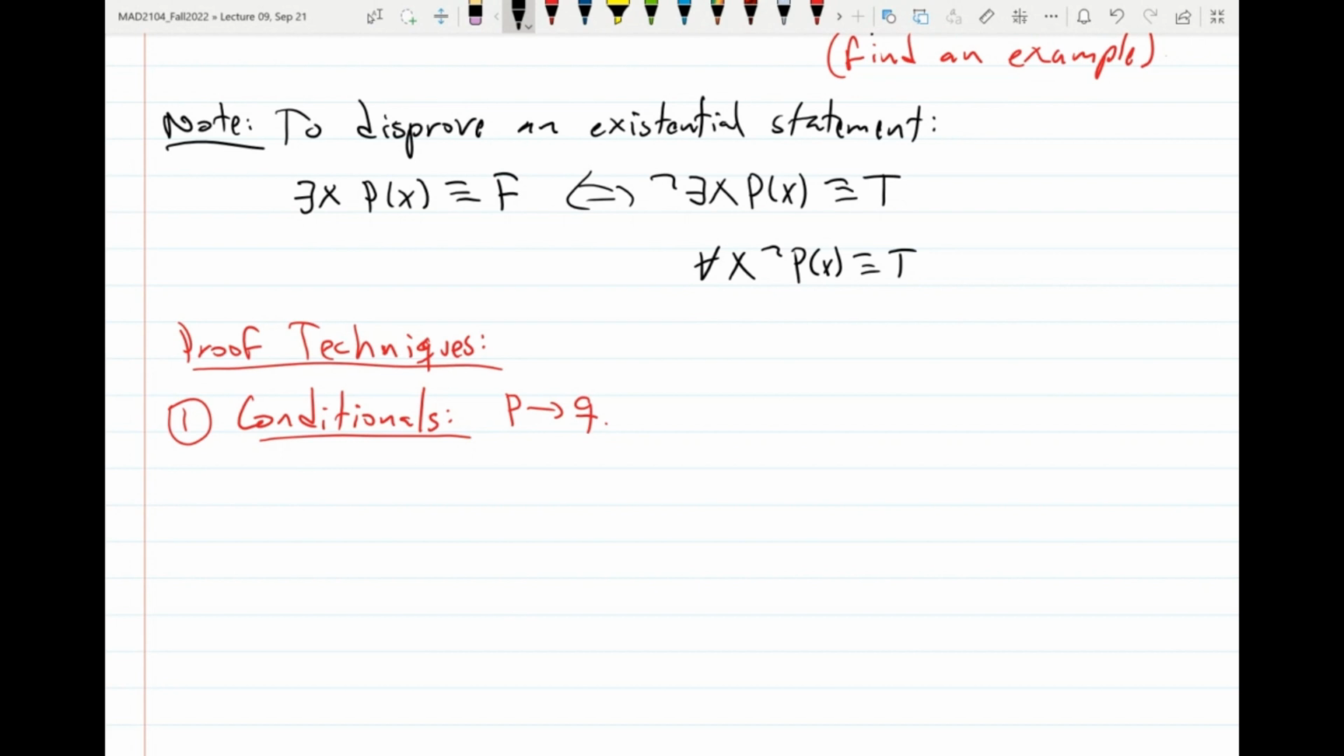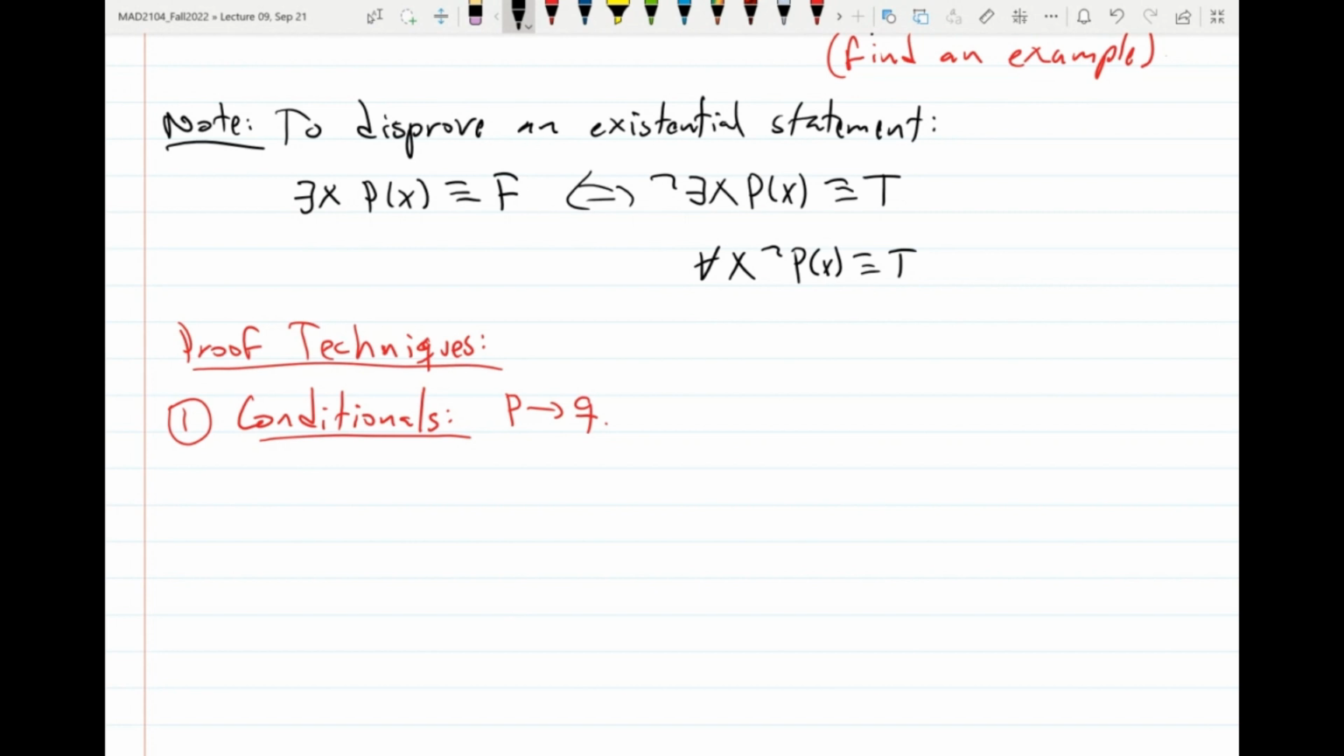Think about the cases. When is a conditional true? When P is false, I don't care what Q is, right? It's going to be true. And what's the other one? When both of them are true. In other words, if P is false, regardless of what Q is, this will be true. So if P is false, this automatically works. We don't have to worry about that. The only case that we really need to worry about is when P is true: we need to make sure that Q must be true, right?